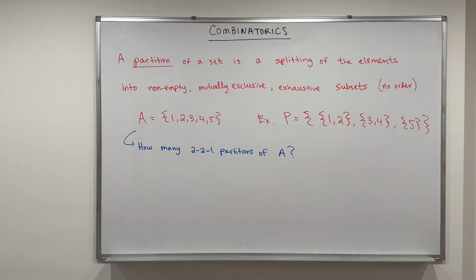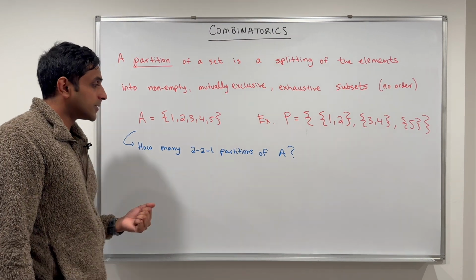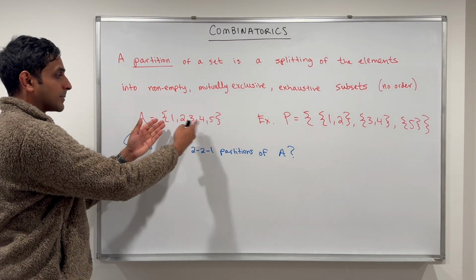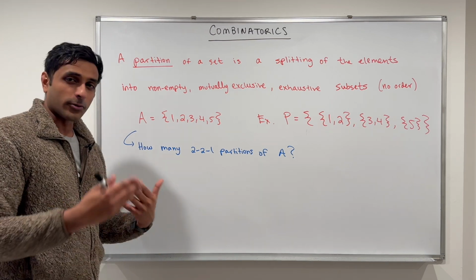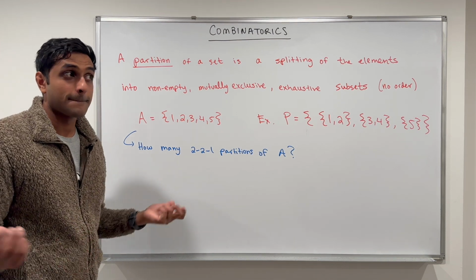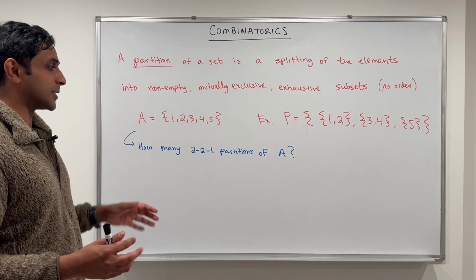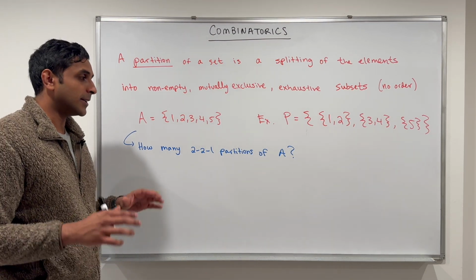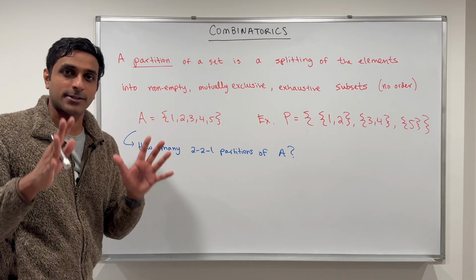A 2-2-1 partition requires two groups of 2 and one group of 1. So how many ways can we put together the elements of A into two groups of 2 and one group of 1 where the order of the groups doesn't matter and the order within the groups doesn't matter? So let's try to divide and conquer. How can we group together different 2-2-1 partitions of A into different categories, and then we can zoom into each category and address them separately?